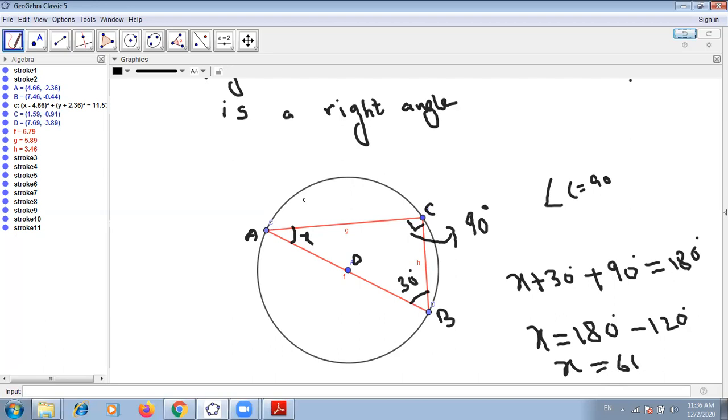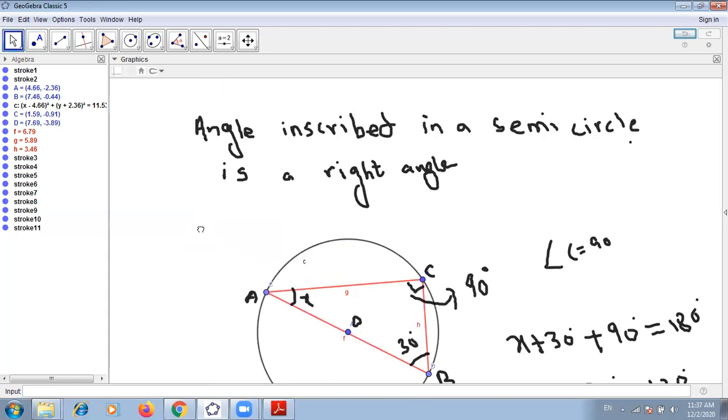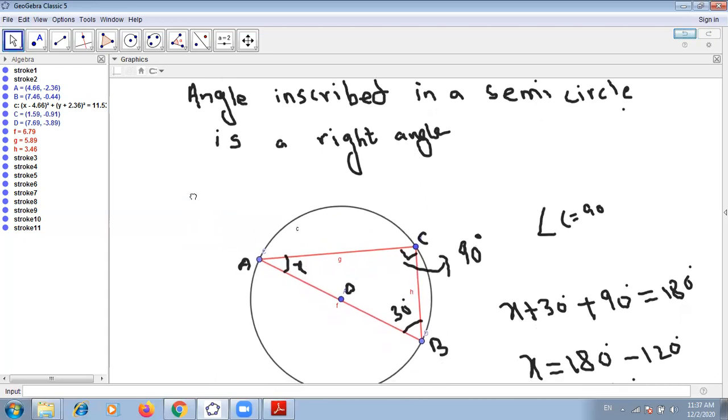So in this way we can solve different problems in which we can apply this theorem. Now we understand two theorems. One is that the center angle formed by a minor arc is double that of the circumference angle formed on a major arc. That is our first theorem. And the second theorem is that an angle inscribed in a semicircle is a right angle. Now I hope you can do the assignment related to these theorems.